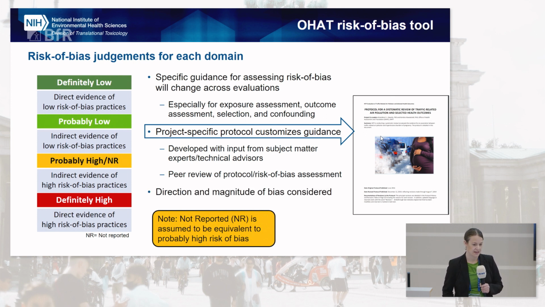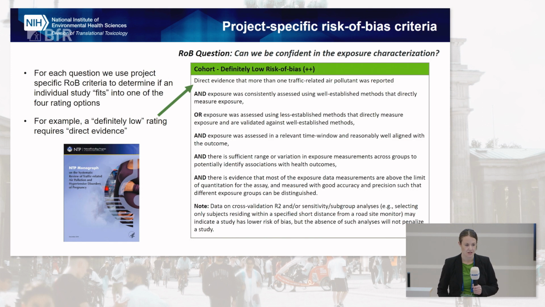When we assess risk of bias, for each study question, that's also the time when we would consider direction and magnitude of the bias. So for each individual risk of bias question, we use project-specific criteria to determine if an individual study fits into one of the 4 rating options. So that's kind of how we approach it. Which of the 4 options does this particular study best fit into for each question?